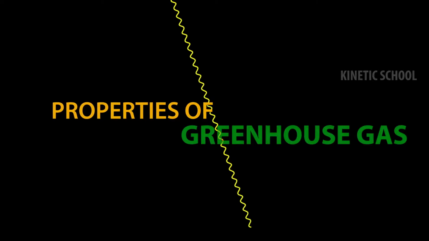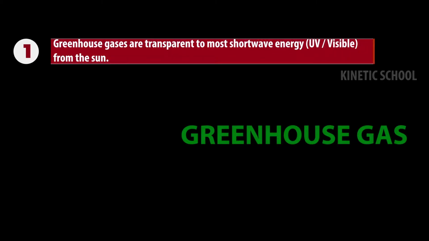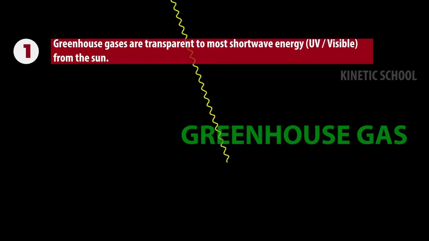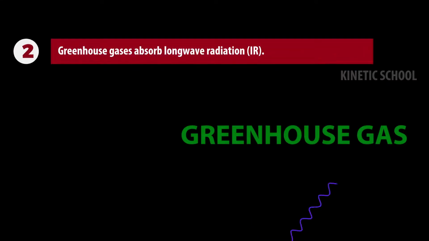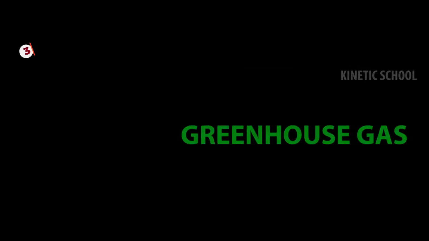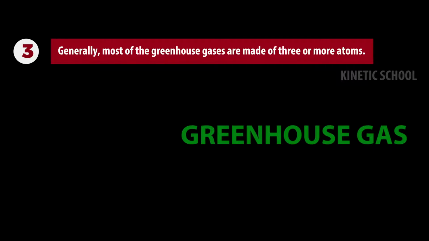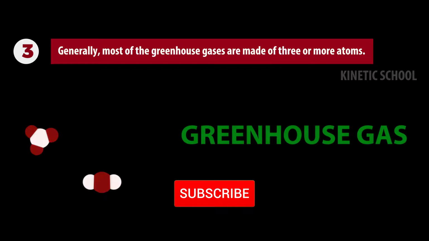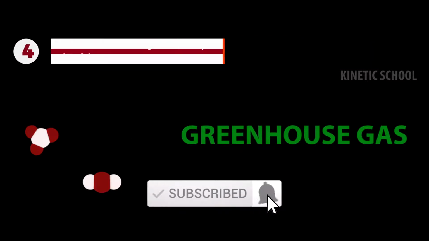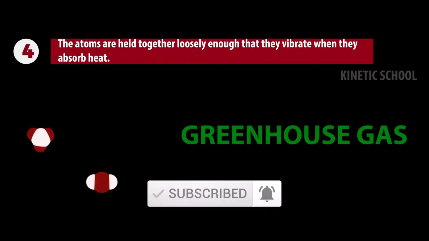Properties of greenhouse gas. Greenhouse gases are transparent to most shortwave energy from the sun. Greenhouse gases absorb long-wave radiation. Generally, most of the greenhouse gases are made of 3 or more atoms. The atoms are held together loosely enough that they vibrate when they absorb heat.